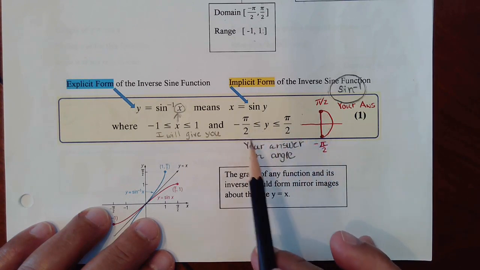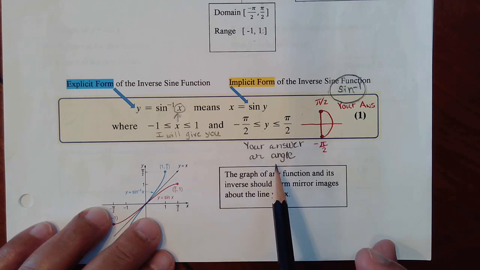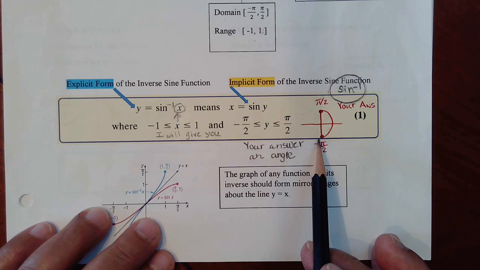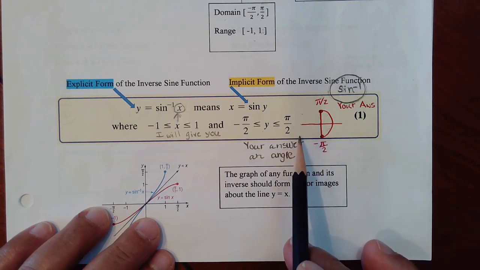Okay, this has to do with your answers. The range is your answer that you're going to be looking for through a drawing. You can only be between pi over 2 and negative pi over 2 with your inverse sine. In fact, you cannot even spin through these areas at all.